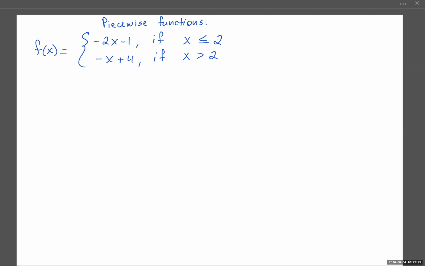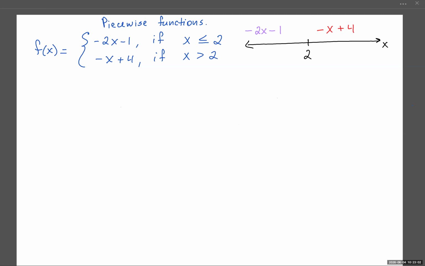I find that it is sometimes helpful to go ahead and put this on a number line. So we only have one breakpoint, which is at 2. We don't need any other numbers on this particular number line. This is the x number line. So when we have values that are less than 2, we're going to use this function right here, negative 2x minus 1. And when we have values that are greater than 2, we're going to use this function right here, negative x plus 4. So let's see how it works in the actual real scenario.